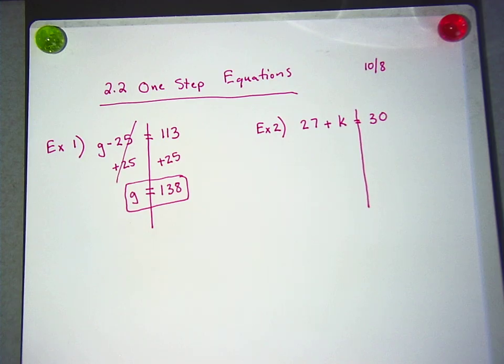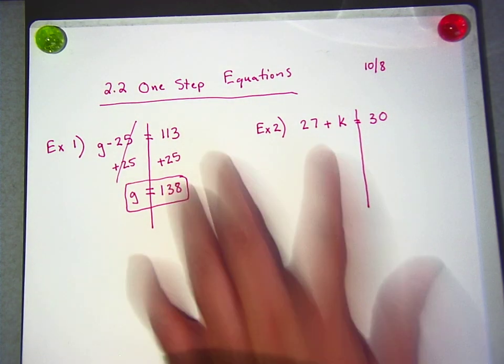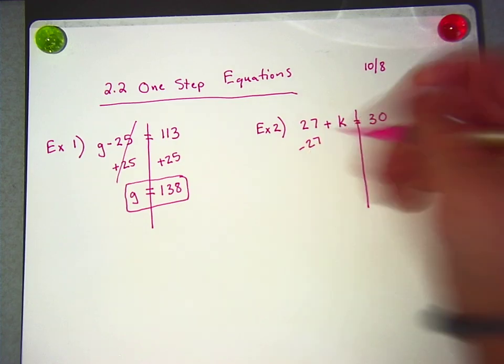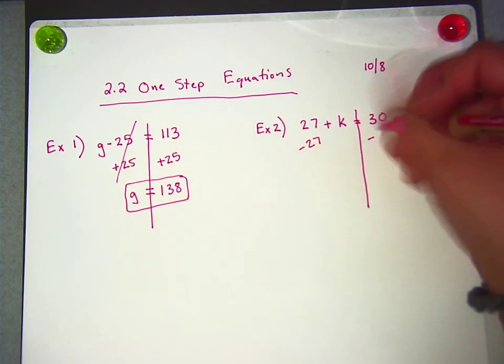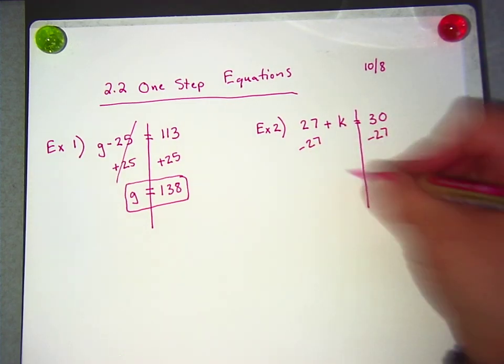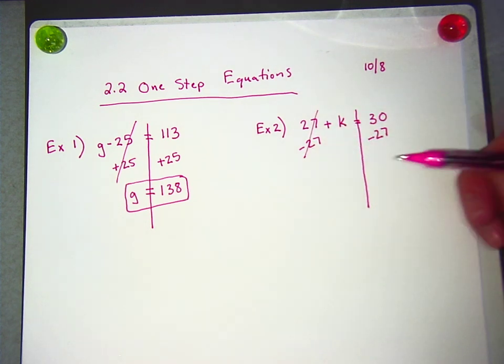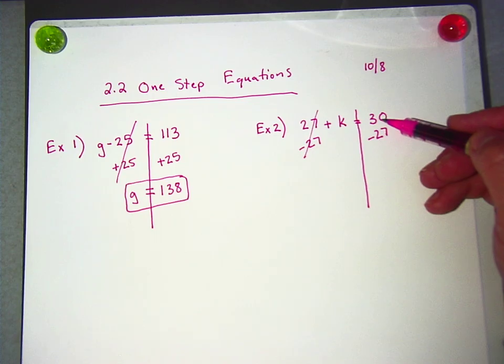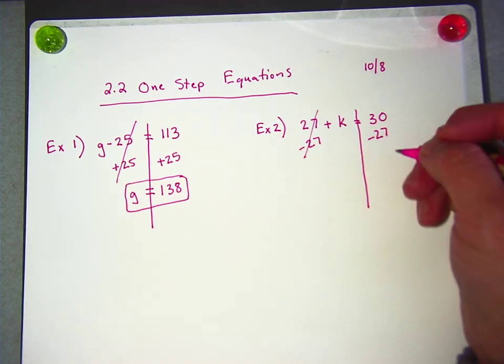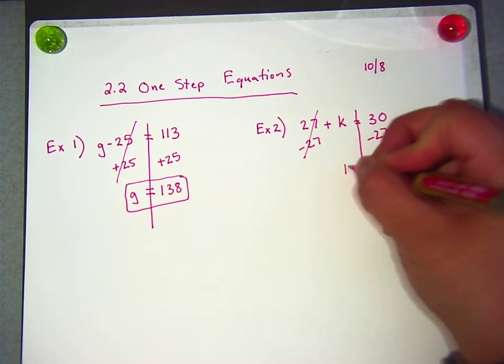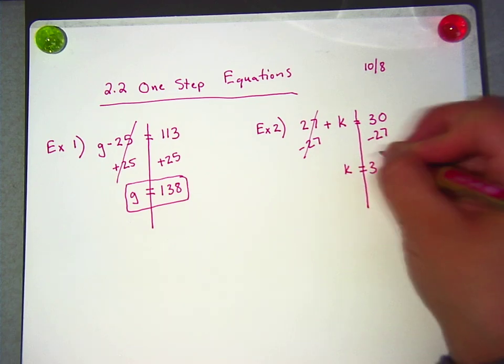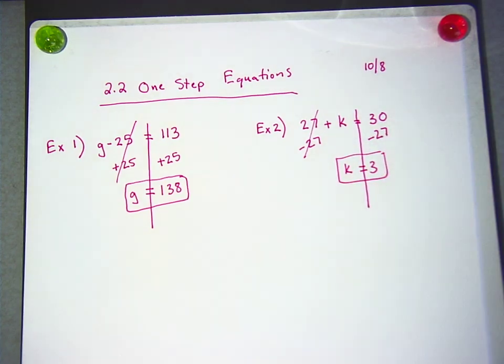It's a one-step problem today, but tomorrow it'll be more complicated, and the next day it'll be very complicated. Okay, what's the opposite of adding 27? Minus 27. 27 minus 27 is canceled. 30 minus 27 is? 3. K equals 3. How are we feeling with this? Easy peasy? Very good.